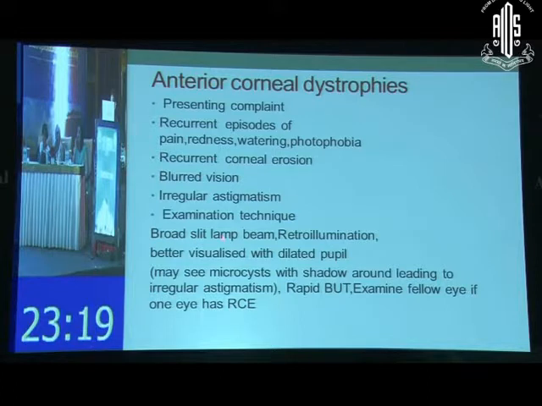So you really have to be very, very well versed with slit lamp examination, something which I think people tend to ignore. You need to do a broad slit lamp beam or a retroillumination, best seen with a dilated pupil. Another way of examining is the tear film breakup time, which is very small. And the golden rule is, if a patient comes to you with one eye with recurrent corneal erosion, always examine the fellow eye to rule out that the patient might be having an anterior corneal dystrophy.